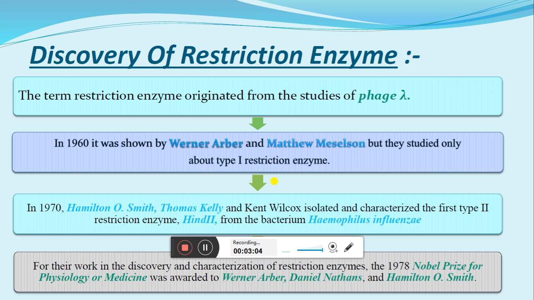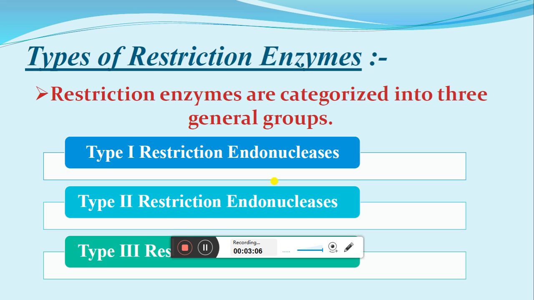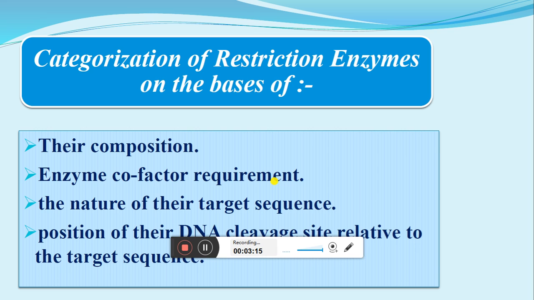Restriction enzymes lead to the formation of a new era, a new milestone in the field of molecular biology. The types of restriction enzyme: there are three basic types, type 1, type 2, and type 3 restriction endonuclease. Categorization of restriction enzymes is on the basis of their composition, coenzyme requirement, the nature of target sequence, and the position of the DNA cleavage site relative to the target sequence.